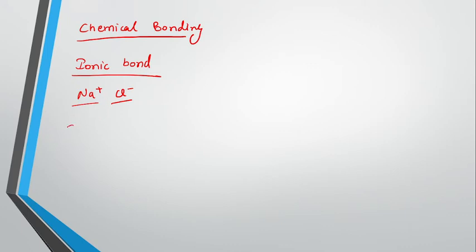Now coming to the covalent bond. What is covalent bond? Here each atom will donate one or more electrons to the bond. For example, in case of methane, CH4. Here one electron is donated by carbon, one electron is donated by hydrogen, and both the electrons will move around both carbon and hydrogen.